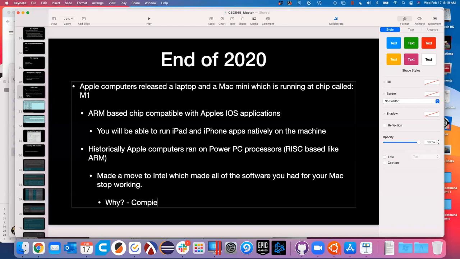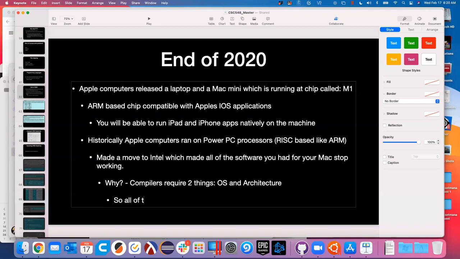So I'm guessing the software was compiled for the earlier PowerPC processors, and when Apple switched, it didn't compile for the new one. Yep. It didn't understand the compiled code.